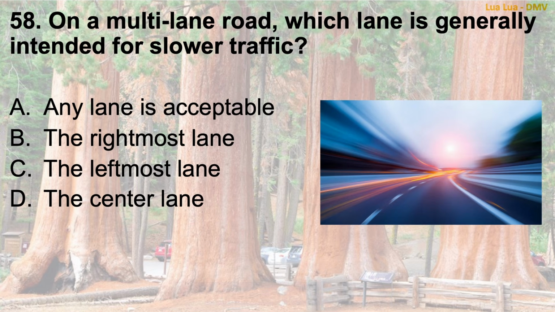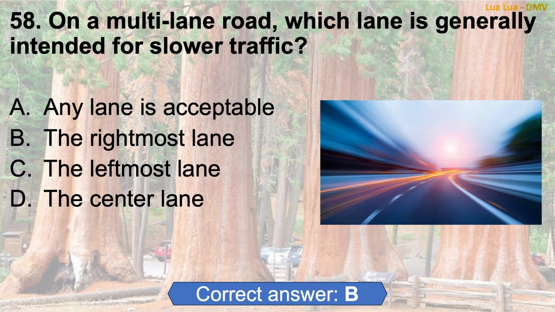Question 58. On a multi-lane road, which lane is generally intended for slower traffic? A. Any lane is acceptable. B. The rightmost lane. C. The leftmost lane. D. The center lane. The correct answer is B. The rightmost lane.